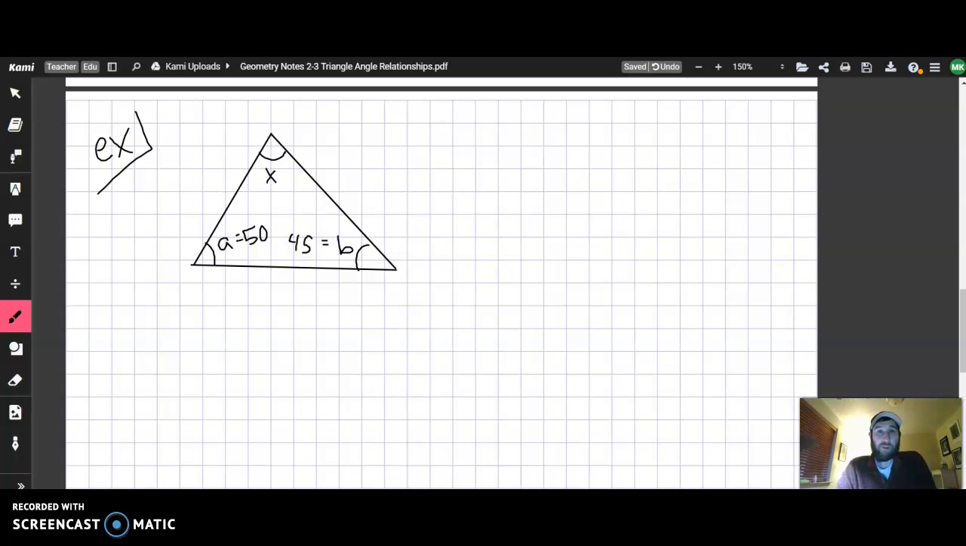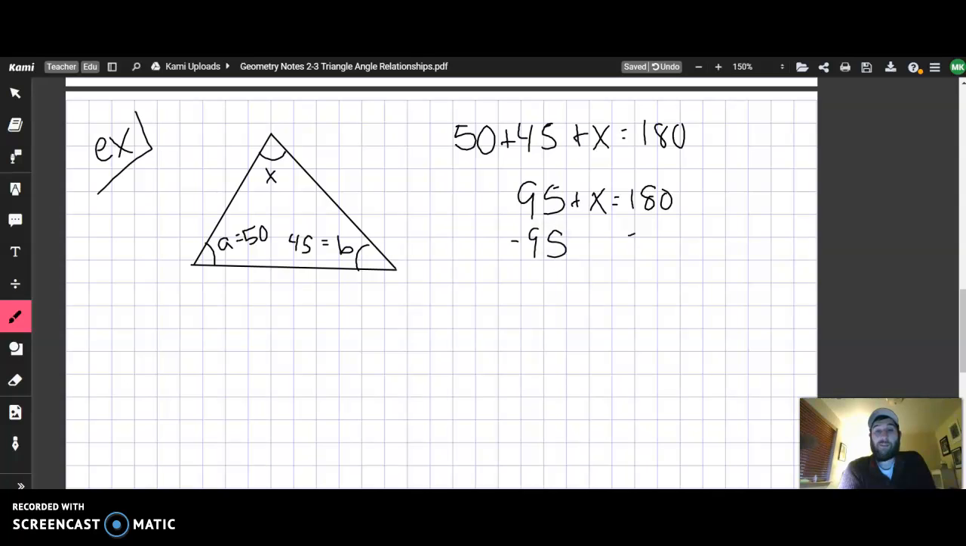Well, we already know how to set this up because of the triangle sum theorem. 50 plus 45 plus X is equal to 180. So we just need to combine our like terms, and then subtract to find the value of X. So 50 plus 45 is 95, plus X is equal to 180. Subtract the 95 on both sides. Our value of X then has to be equal to a measure of 85 degrees.